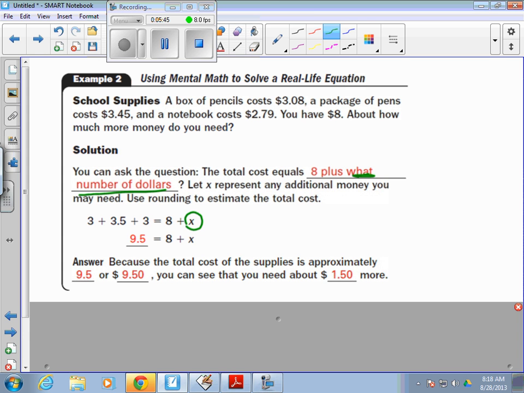Again, remember with money, 9.5 means $9.50. And again, we're using rounding with all of this. $3 became simply $3. $2.79 became $3 as well. Notice the changes that are made. That became 3. This became 3. And since this says 3.45, that became 3.5. Notice the numbers became a lot easier to work with. And that's why it says at the end, you don't need exactly $1.50 more. You need about $1.50 more.